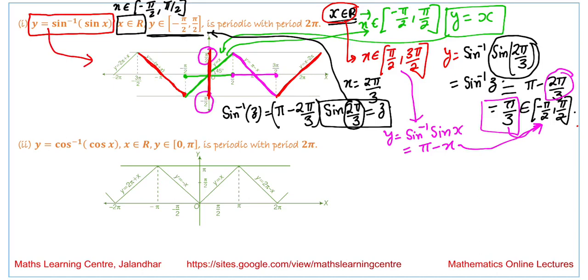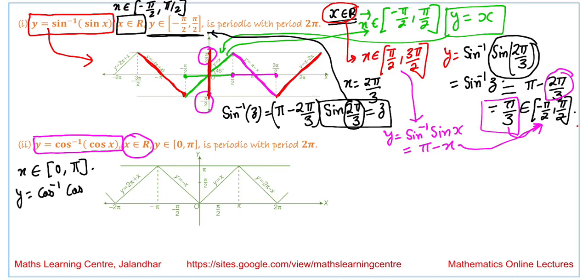Similarly, when we are talking about the function y is equal to cos inverse of cos x, and x belongs to R, again the first case we have is when x belongs to the interval 0 to pi. Then the solution is y is equal to cos inverse of cos x, that is equal to x. So we have plotted this portion from 0 to pi, the line y is equal to x.